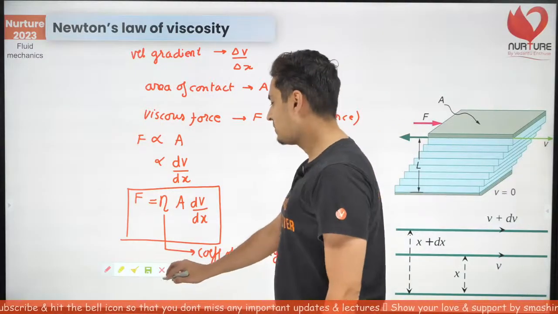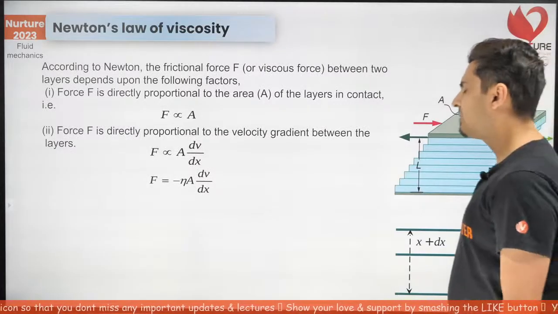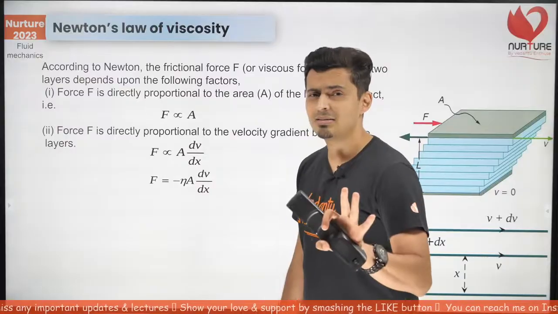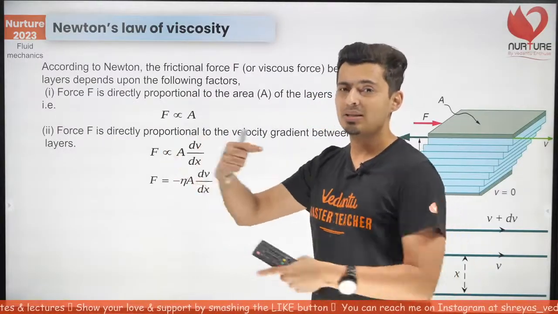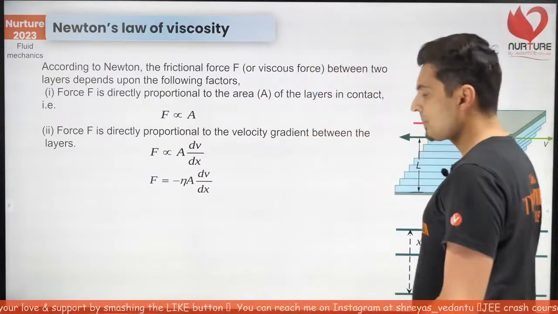Okay, so now that we know that F is eta dV by dx, some of the books use this negative symbol. Don't get scared. The negative symbol just means that it is opposite. It is a drag. It opposes the velocity. That's it. Nothing else.